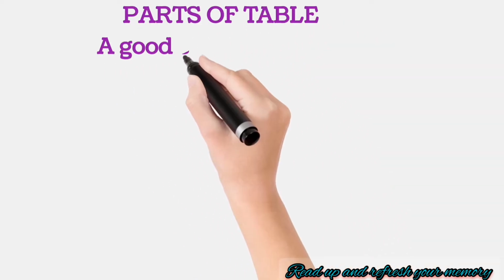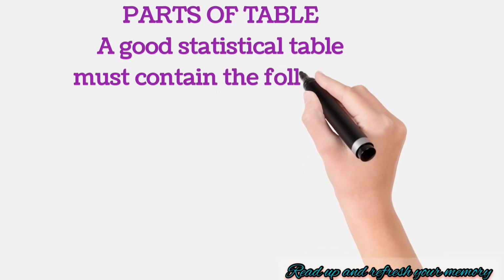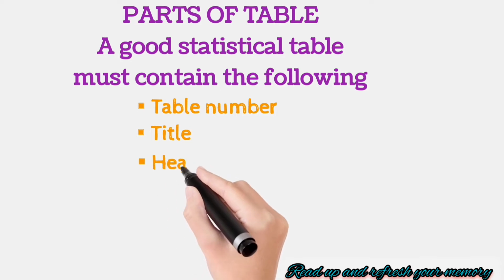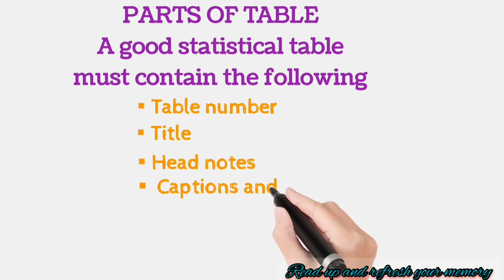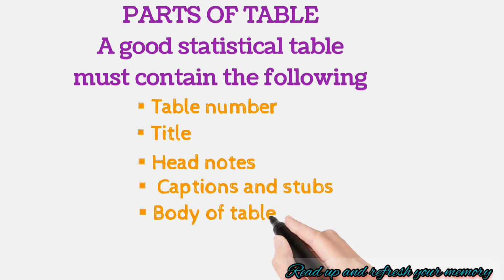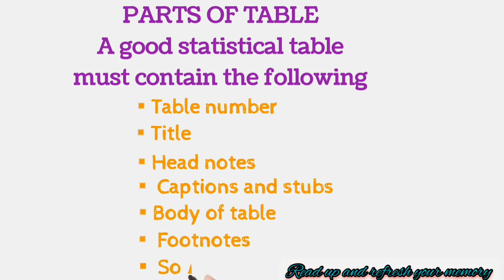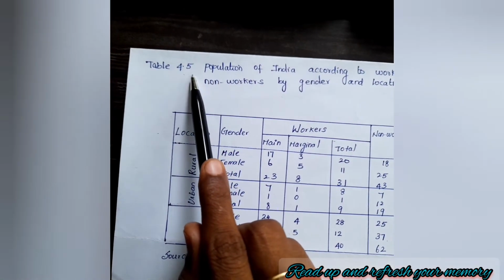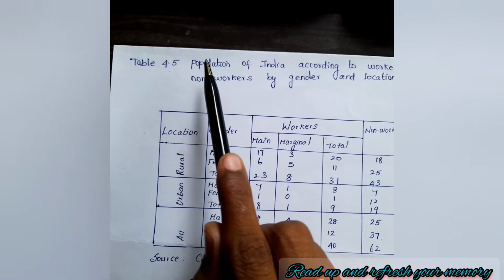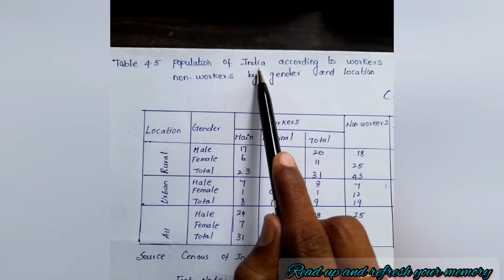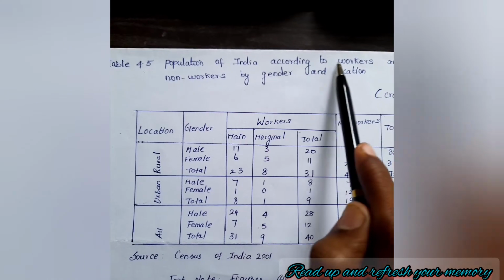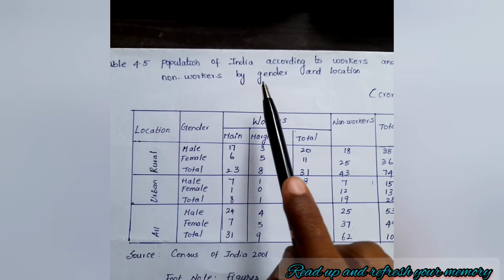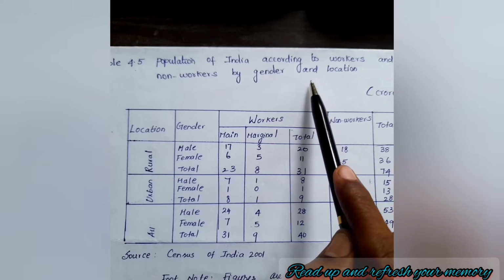Next, parts of a table. A good statistical table must contain the following parts: table number, title, head notes, captions and stubs, body of table, footnotes and source note. This is the table number, table 4.5. Next, title. Every table must have a suitable title. A title should be brief and concise and describe the content of the table. The content of the table should be self-explanatory.